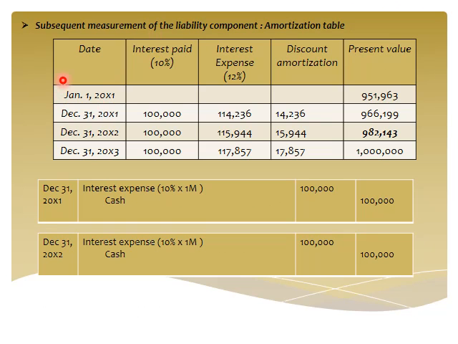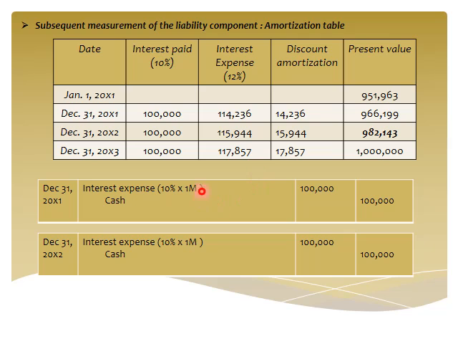Subsequent measurement. Note, we need to prepare amortization table. On January 1, 2001, yung ina-amortize natin yung liability component. So, the present value of the liability component is 951,963. The interest paid is 10% of 1 million, so 100,000 fixed. The interest expense is 12% of the present value or the carrying amount. So, for year 1, 951,963 times 12%, 114,236. The difference between the two is the discount amortization. So, 951,963 plus 14,236. The bonds payable as of December 31, 2001 is 966,199.